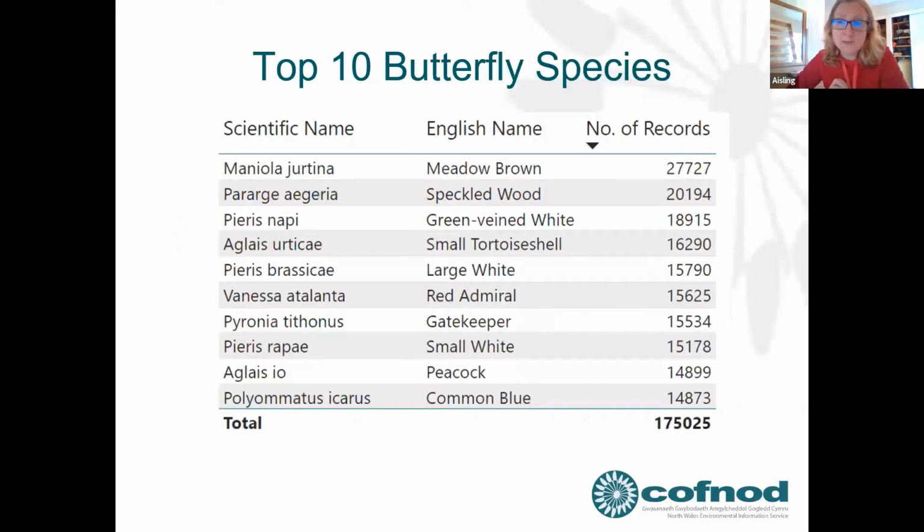The top 10 butterfly species in the Cofnod database are listed here. The meadow brown at the top, speckled wood, green veined white, just as a bit of an indication of the kind of data that we hold. But Jan will talk a lot more about the individual species in her talk in a moment.